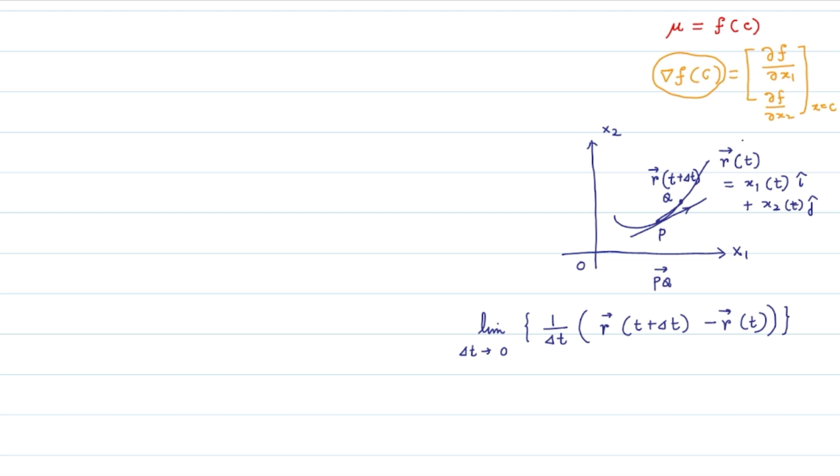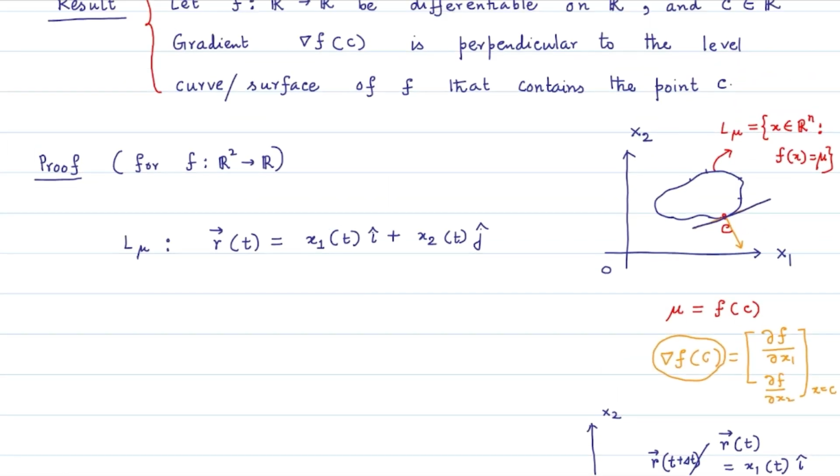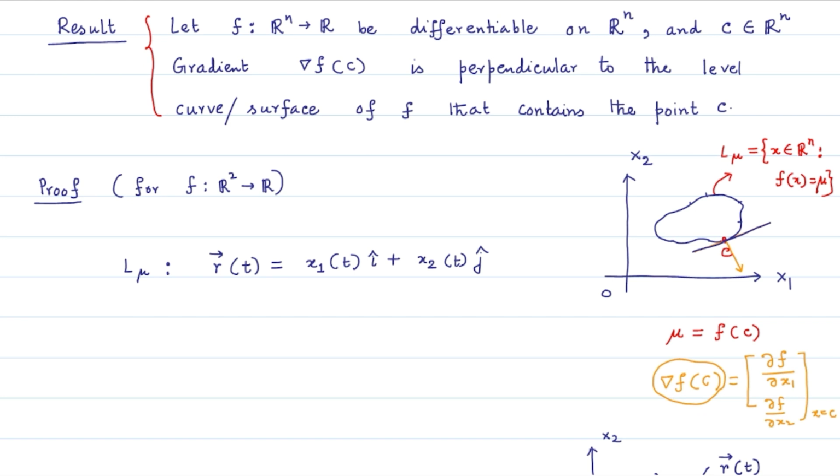direction on the curve of r(t) at the point P, and this limit is equal to x1 dash t times i hat plus x2 dash t times j hat, which is also denoted in the vectorial form by r dash t. So this r dash t identifies the direction of tangent at the point P on the curve given by the position vectors r(t). Now we come back to relating the gradient vector to the level curve of the function f.